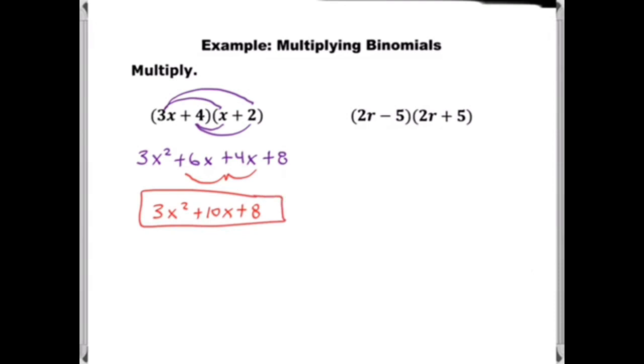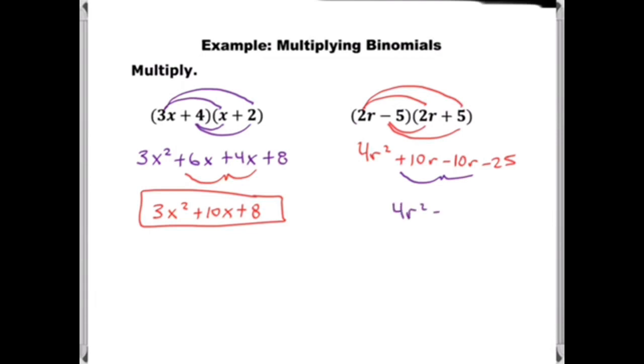Example 4, same idea. 2r times 2r is 4r squared. 2r times 5, 10r. Negative 5 times 2r is negative 10r. And negative 5 times positive 5 is negative 25. Once again, in the middle, we have like terms, 10r and negative 10r. They're going to cancel out, so we're left with 4r squared minus 25.